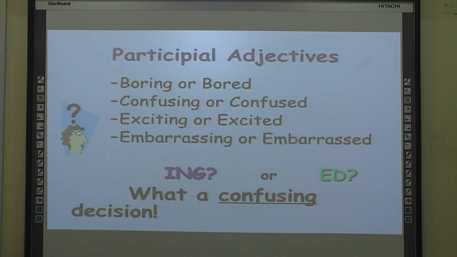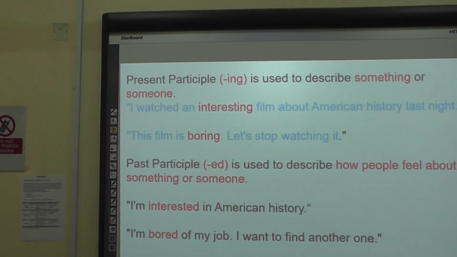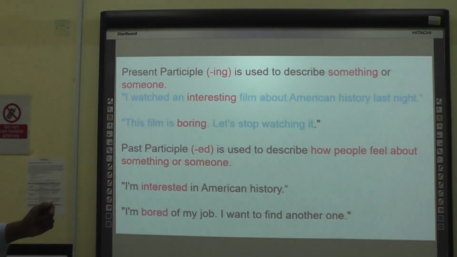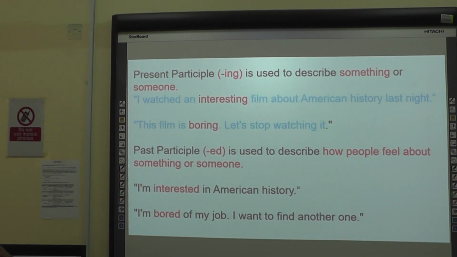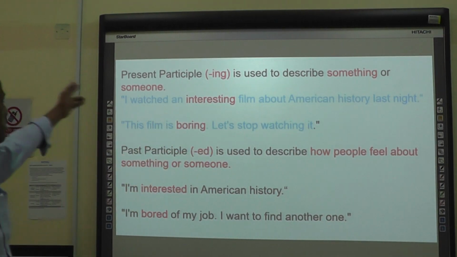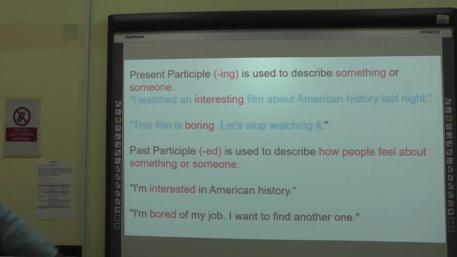Oh, what a confusing decision. Present participles, again, a verb plus ing, are used to describe something or someone. I watched an interesting film about American history last night. This film is boring. Let's stop watching it. So, ing to describe something or someone. Ed is used to describe how people feel about something or someone. I'm interested in American history, or I'm bored of my job. I want to find another one.